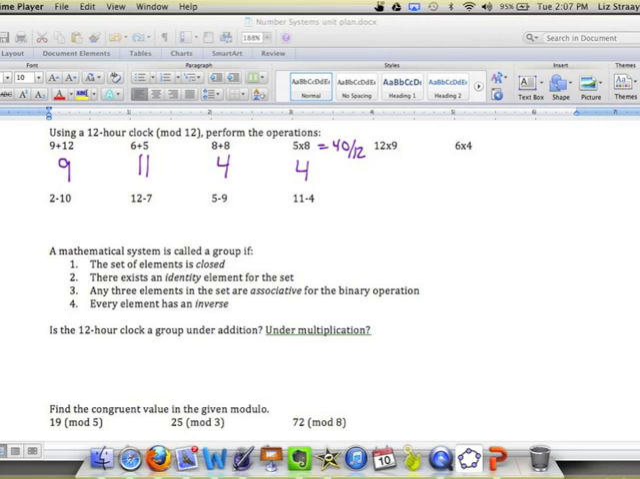So 12 times 9 is 108. Then I could divide that by 12. Well, that's just getting us back to 9, right? And there was no remainder. So when there's no remainder, you just take that number back again.